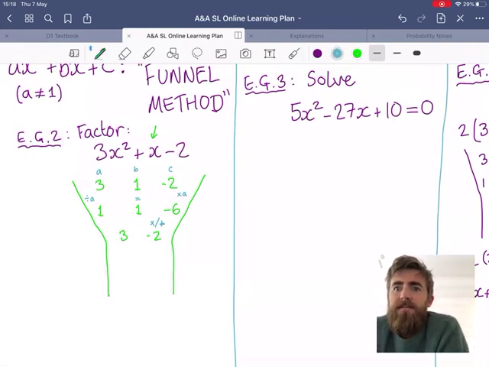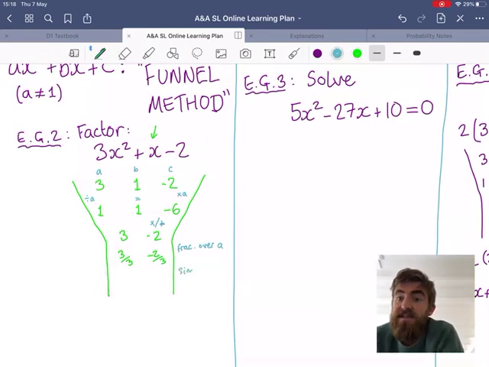Okay, the next step, even stranger still, I'm going to write these two numbers as a fraction over a. So I'm going to take my a, which is 3, so I'm going to write 3 over 3 and minus 2 over 3. Next, I'm going to simplify this fraction as much as possible, okay, which will give me, I'm going to keep this as a fraction. Obviously I could just write 1, I'm going to write it as 1 over 1, and I can't simplify negative 2/3, so that stays the same. And now I've got my four numbers that I need.